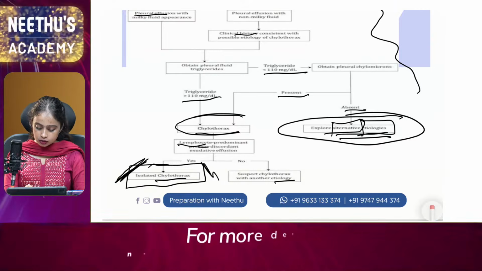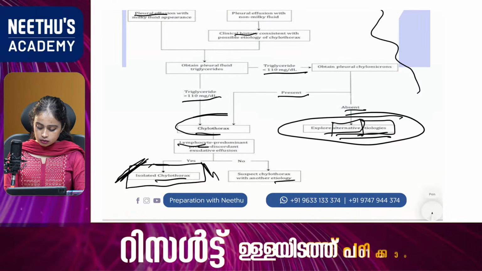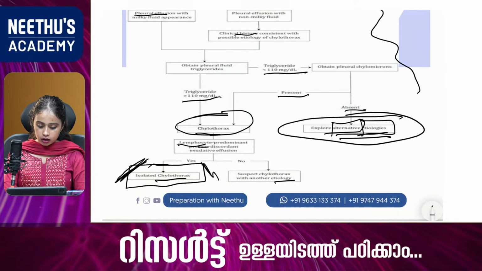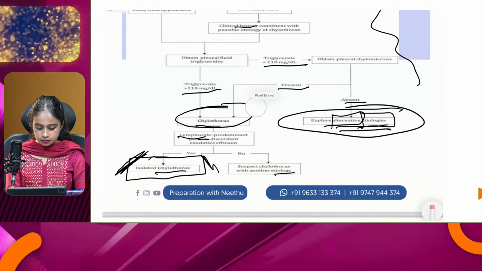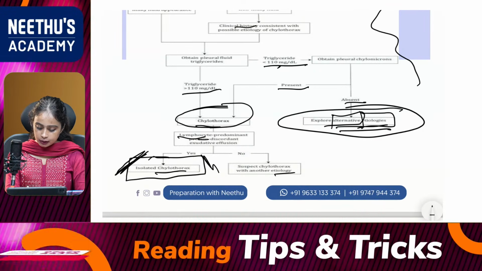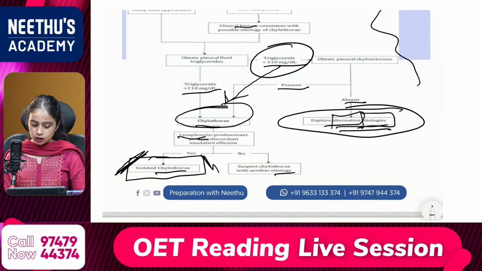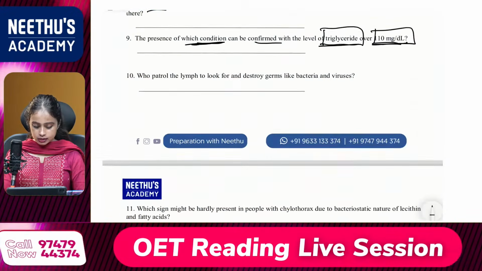Answer should be chylothorax. It's not from text A, it is from text B here. So that particular measurement is mentioned here, 110 mg per dl. It can be connected with chylothorax. Okay, so that is the answer.